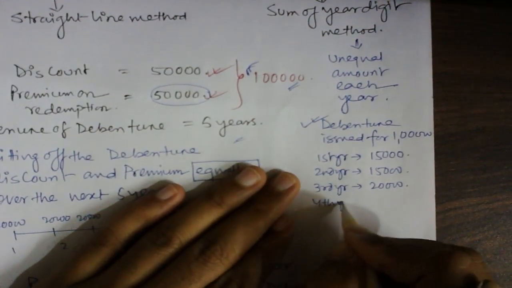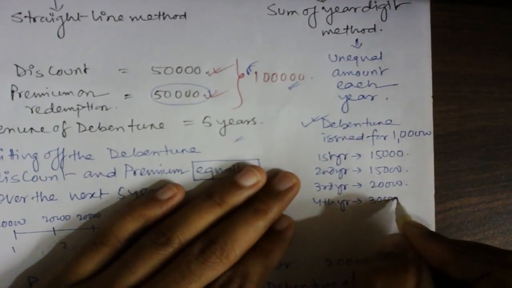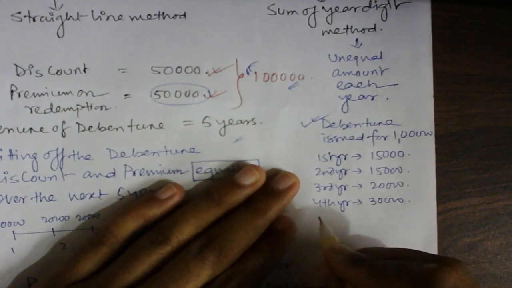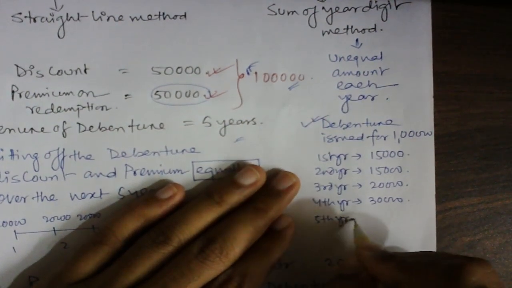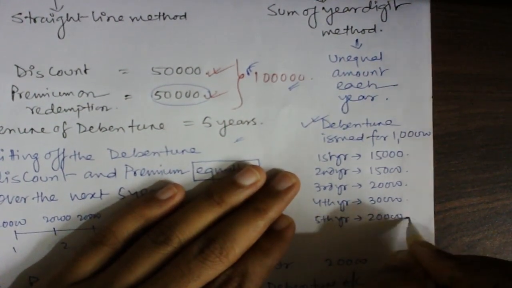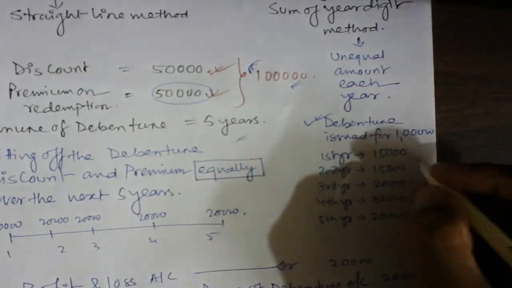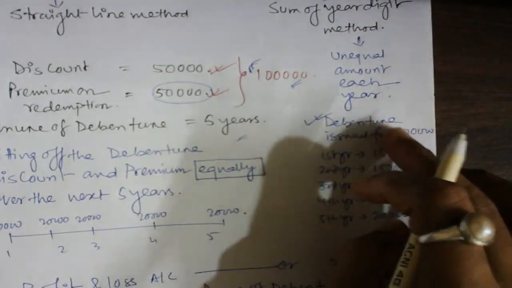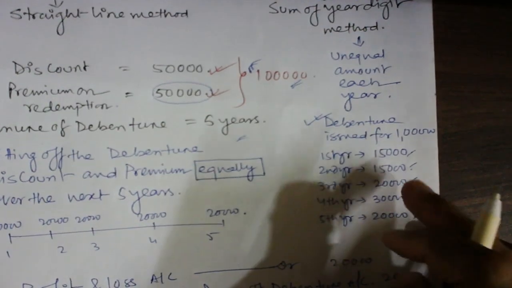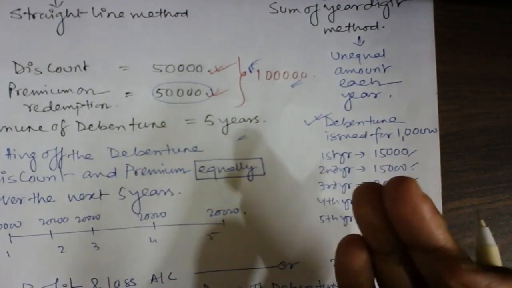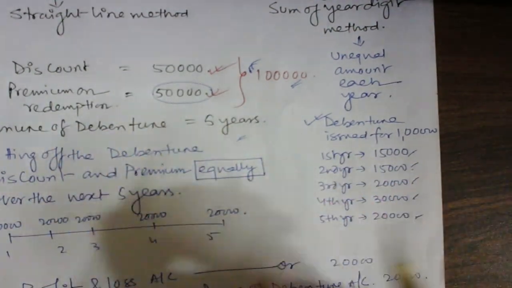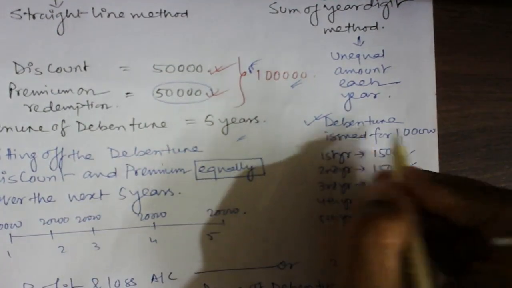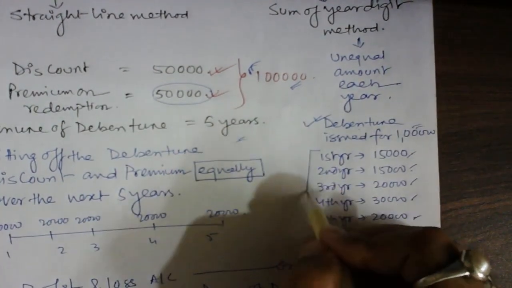Fourth year you repaid them 30,000. Okay sir. And fifth year you repaid them 20,000. Done sir. See 15, 15, 30, 20, 50, 30, 80, 20, 1 lakh. Each and every year you repaid them, and installments are unequal. The redemption amounts are unequal. You have issued debenture of 1 lakh rupees and your installments are unequal.